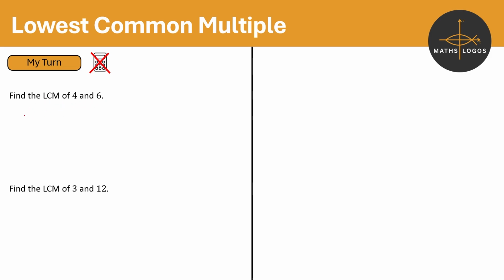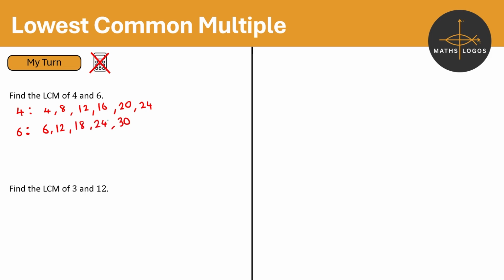When it's talking about multiples, it's talking about the times tables of a given number. So the multiples of 4 are just the 4 times tables. So 4, 8, 12, 16, 20, and so on. And then the multiples of 6 would also be the 6 times tables. So 6, 12, 18, 24.